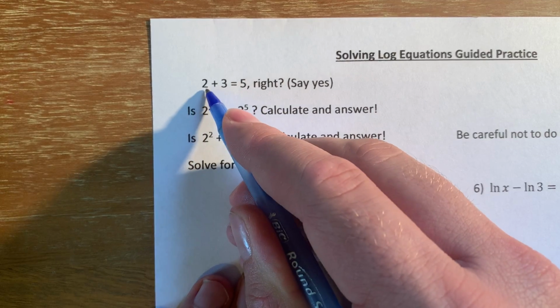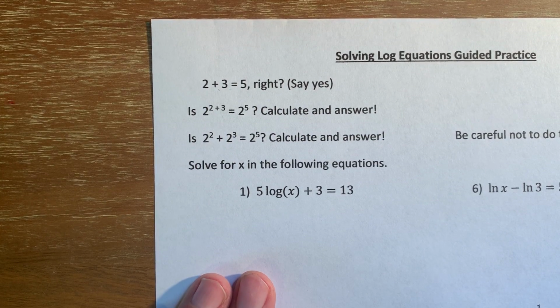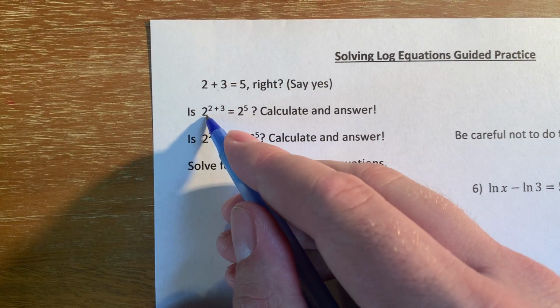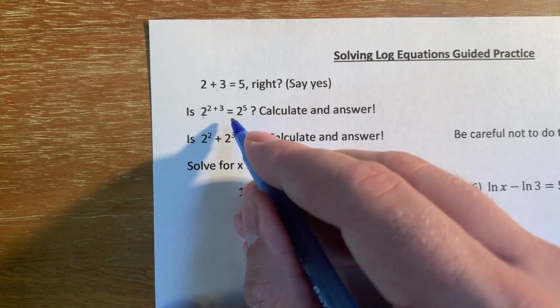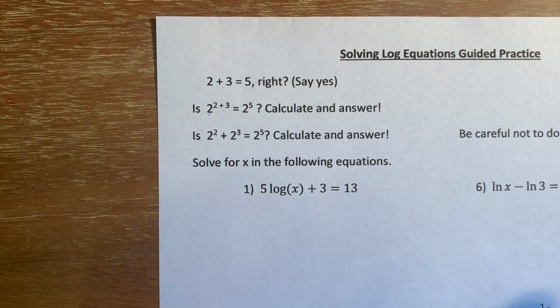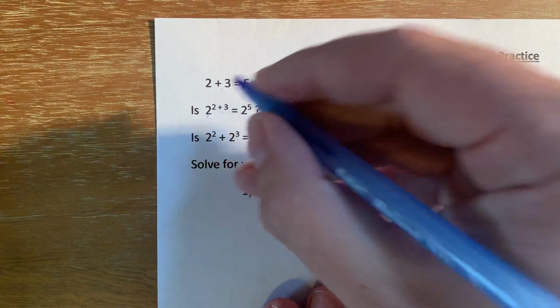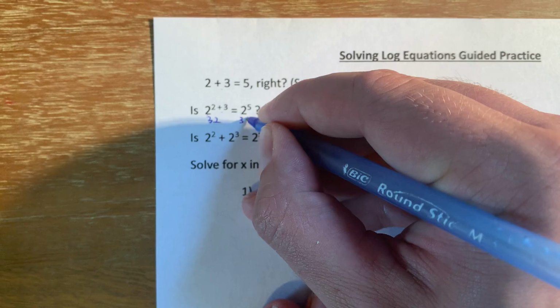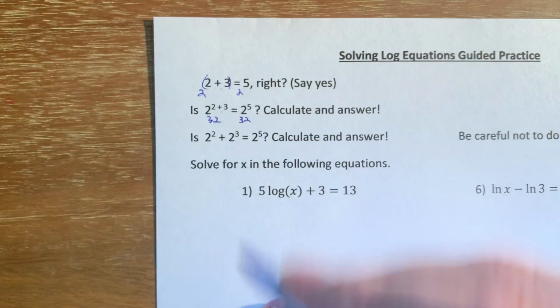So, is it true that 2 plus 3 equals 5? Yes, I hope we agree. All right, is it true that if we do 2 to the power of both sides, 2 to the 2 plus 3 equals 2 to the 5th power? Calculate each of these and decide, is it true that these are equal? I hope you saw that they are. Both sides here are equal to 32. 32 equals 32. So doing 2 to the power of both sides is fine.